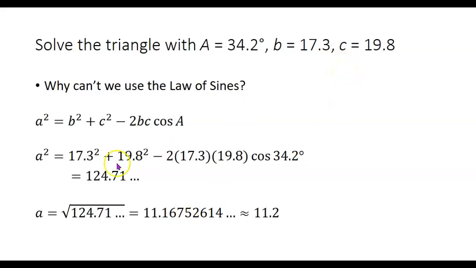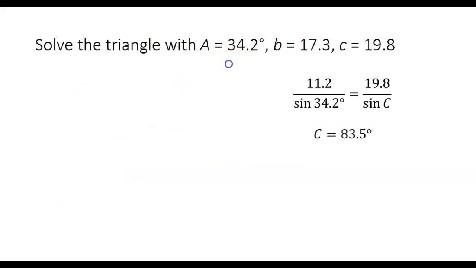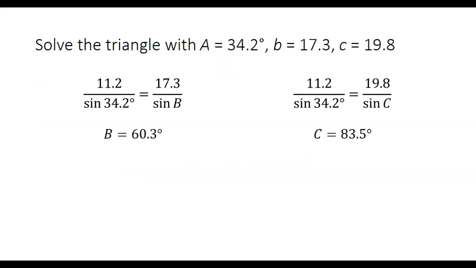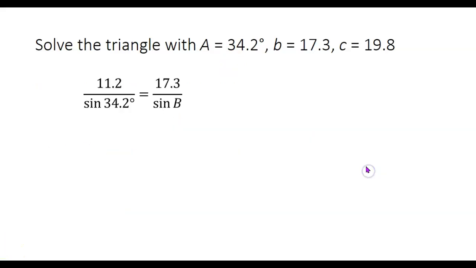It's 11.2. Now that we have a little a and a capital A to go with it, now we can use the law of sines from here on out. So set it up with the number we found for little a, 11.2, over the sine of capital A, 34.2 degrees, equals the number we have for little b, 17.3, over the sine of capital B, which this will enable us to find. So we do our solving thing, cross multiply, work it out. B turns out to be 60.3 degrees.